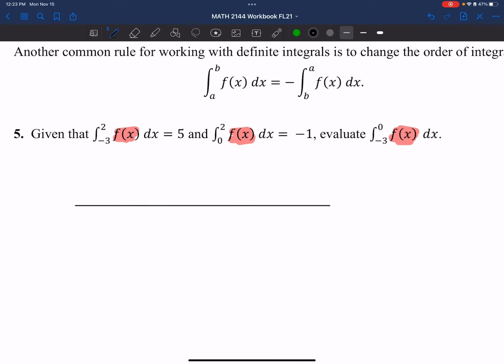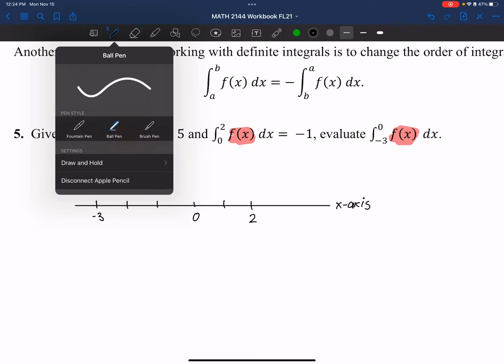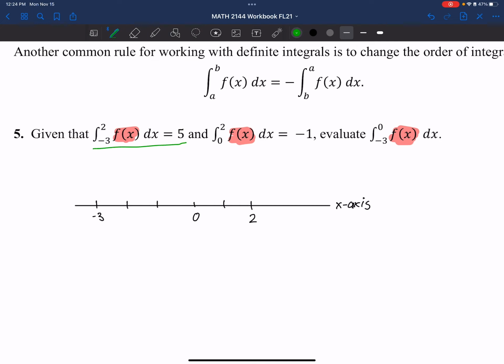So let's just consider the x-axis here. Let's see what we have in each case now. Our lowest number here is negative 3. So let's do negative 3, negative 2, negative 1, 0, 1, 2. So that seems to be the parts that we're working with. So this first part is negative 3 to 2. So if we were to consider the entire area right there, that would be 5.